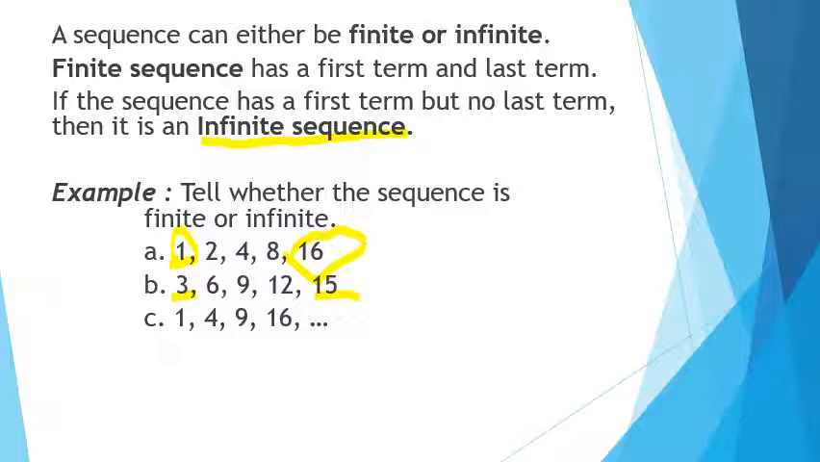Tingnan natin ang letter C. We have here 1, 4, 9, 16. Kung mapansin ninyo, meron tayo ditong tatlong tuldok or yung tinatawag natin na ellipsis. So, ibig sabihin yan, meron pang mga kasunod na numbers. Since wala tayong nakikitang last term, eto ngayon ang example ng infinite sequence.